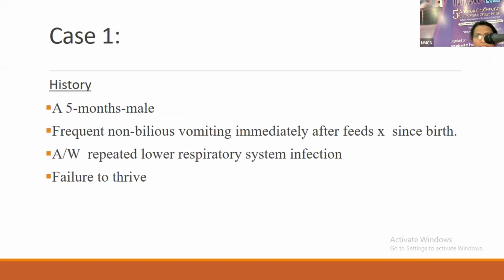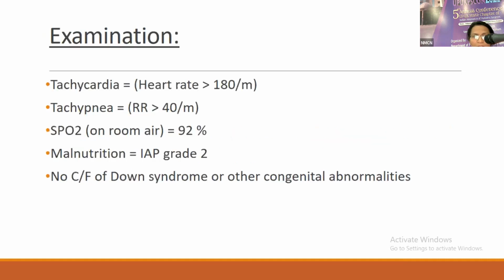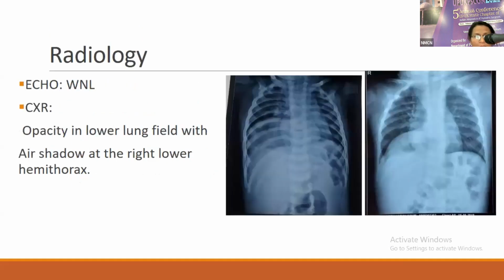Our first child is a 5-year-old male presented with frequent non-bilious vomiting immediately after feeds since birth. This is associated with lower respiratory tract infection since birth and failure to thrive. At the time of presentation, the patient has tachycardia, tachypnea, SpO2 is 92% at room air, with malnutrition. On examination, there are no features of Down syndrome or any other anomalies.